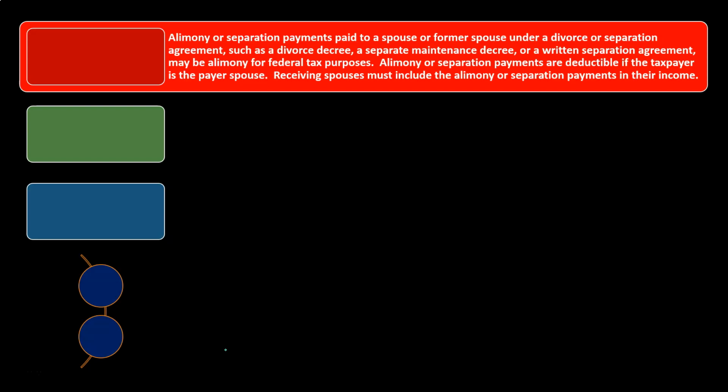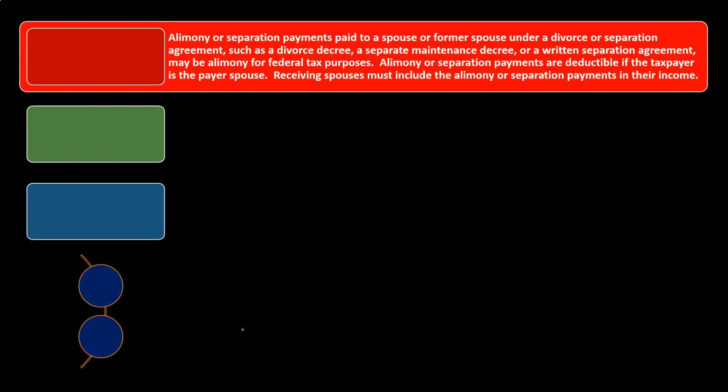So alimony or separation payments paid to a spouse or former spouse under a divorce or separation agreement, such as a divorce decree, a separate maintenance decree, or a written separation agreement, may be alimony for federal tax purposes. Alimony or separation payments are deductible if the taxpayer is the payer spouse. So alimony is the one that the payer would get an advantage of if they could deduct it. If they make the payment, they'd want to deduct it.